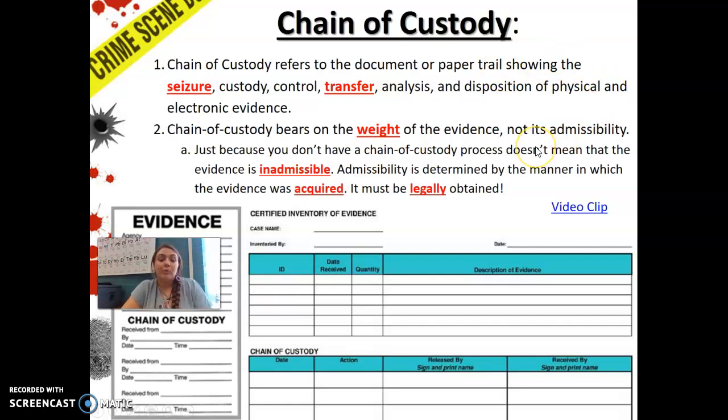And obviously that'd be really terrible. What if that was your best piece of evidence and now it has to be thrown out? So following chain of custody and being extremely careful with making sure that everything is documented becomes extremely important.